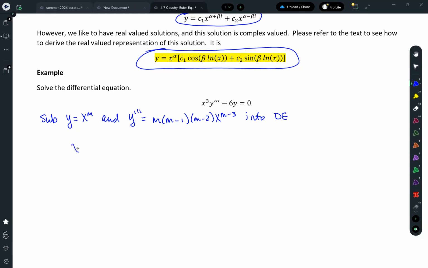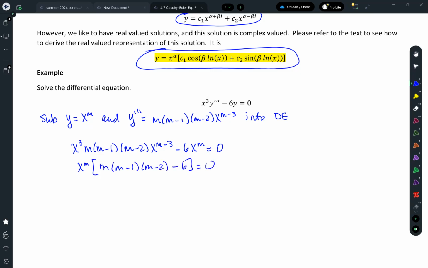Substituting these in, we get x cubed, y triple prime is m times m minus 1 times m minus 2, x to the m minus 3, minus 6, x to the m is 0. The x cubed and the x to the m minus 3 is x to the m, so we'll factor that out because it's common to both terms. Inside we have m times m minus 1 times m minus 2 minus 6, and that's all equal to 0. Now, unfortunately, this is not going to factor as nicely as the previous one did, so I need to FOIL things out and see what this looks like, okay?